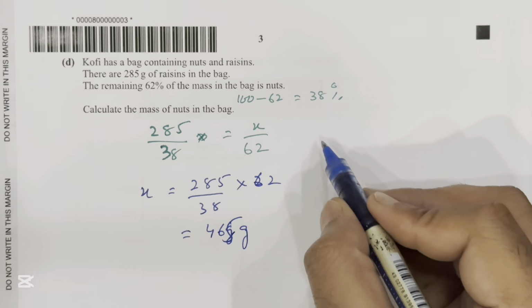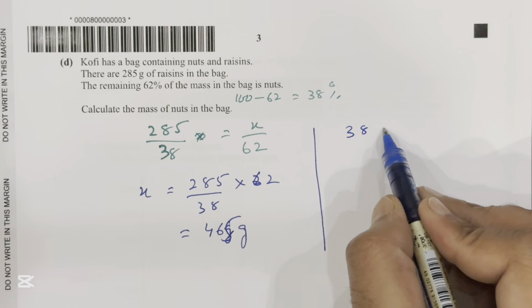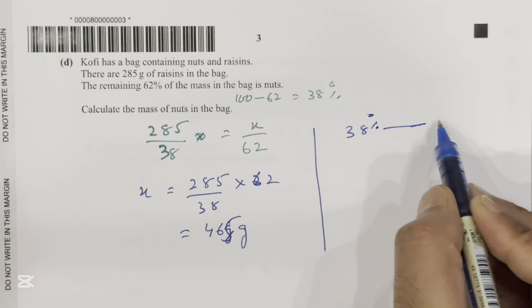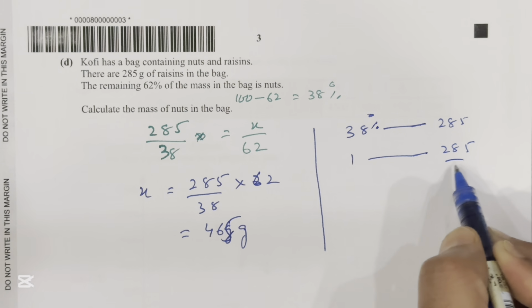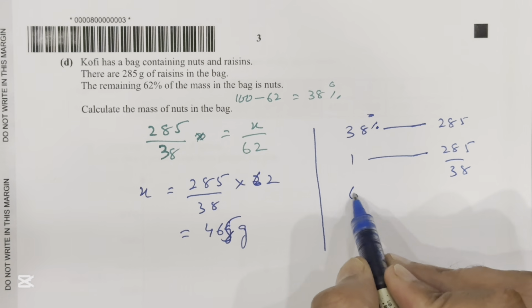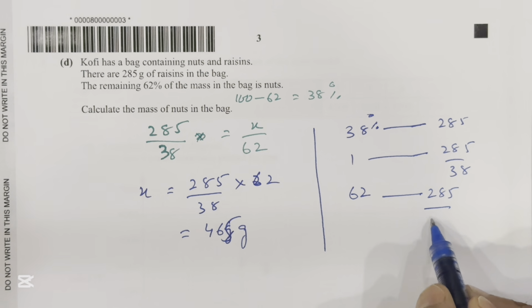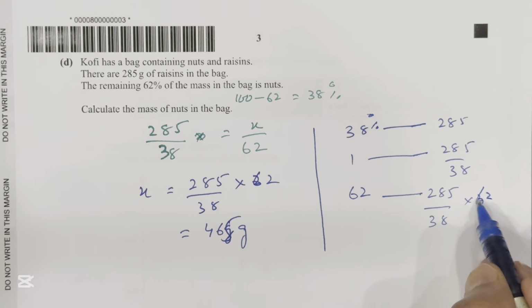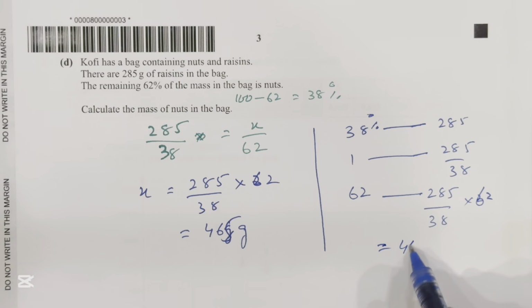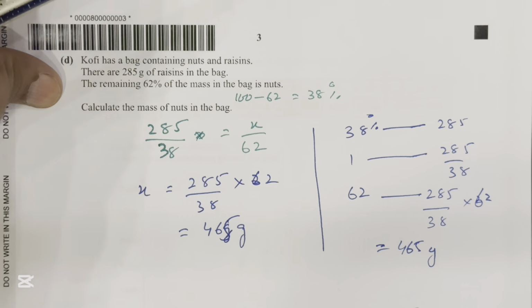You would get the answer, that is equal to 465 grams. Or you can either way calculate like 38% is represented by 285, 1% is represented by 285 divided by 38, and 62% is represented by 285 divided by 38 multiplied by 62. You get the same answer, that is equal to 465 grams. So it's your choice, whichever method suits you best, you can do it. Okay, moving to part E.